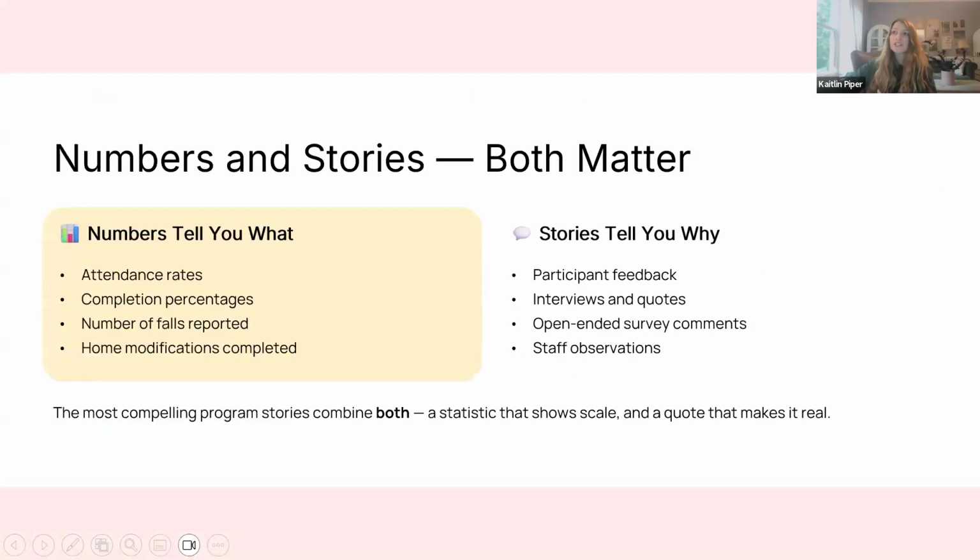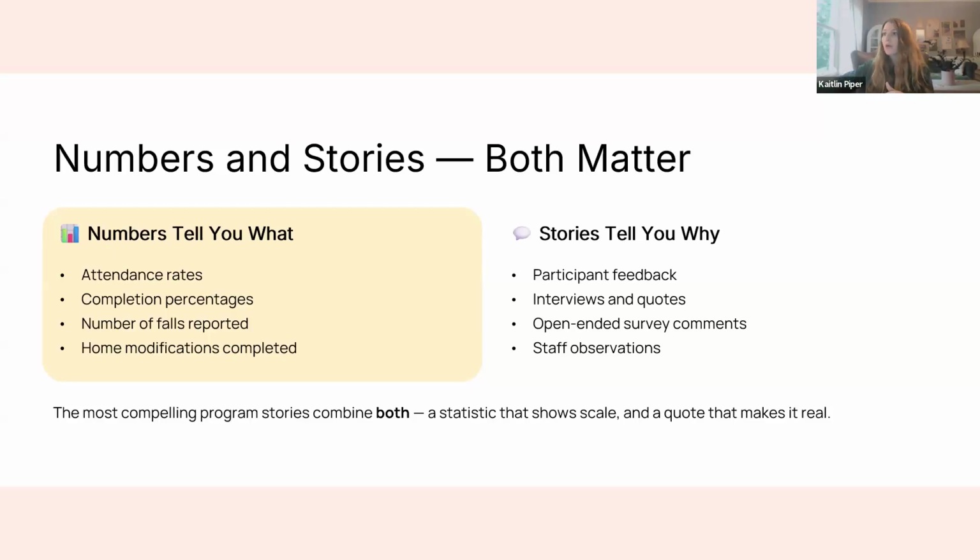And as we talked about, evaluation data can come from a lot of different sources, and some of that information is numerical, and some of it comes from people's experiences and stories. And both the numbers and the stories are valuable, and often they work best when you combine them together. So on the left are examples of what we call quantitative data or numerical or number data. And these tell us what happened. So, for instance, how many people attended, what percentage completed the program, how many falls were reported, how many home safety modifications were completed. And so these measures help us understand the size and the scope of an outcome, but the numbers don't always tell the full story.